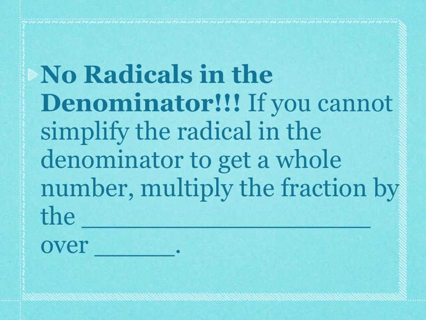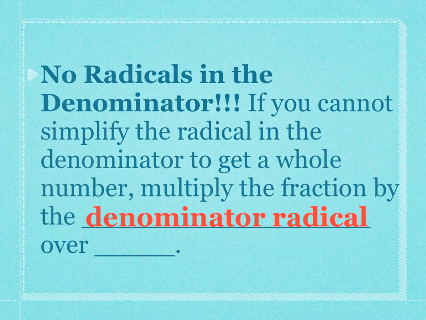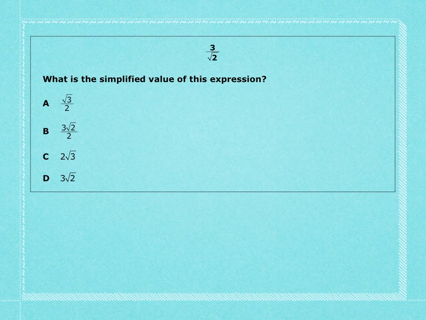If you cannot simplify the radical in the denominator to get a whole number, like in the last example where the square root of 4 was 2, you're going to multiply the fraction by the denominator radical over itself. So if you look at this example, we have 3 divided by the square root of 2. What is the simplified value of this expression? We cannot have radicals in the denominator; it's not considered simplified if we do.